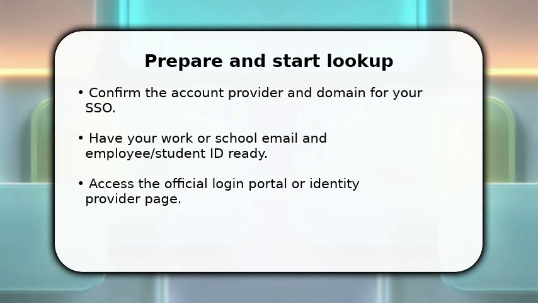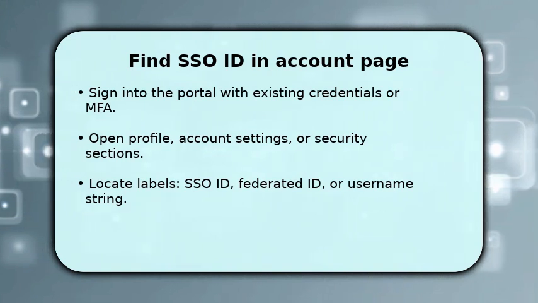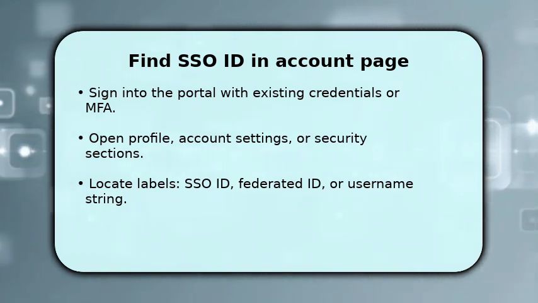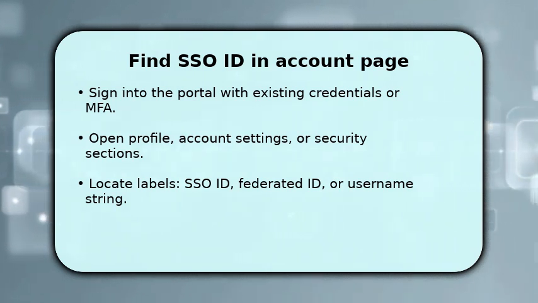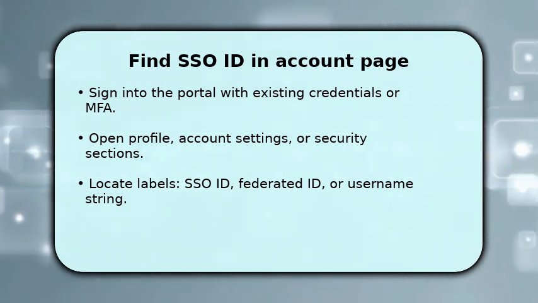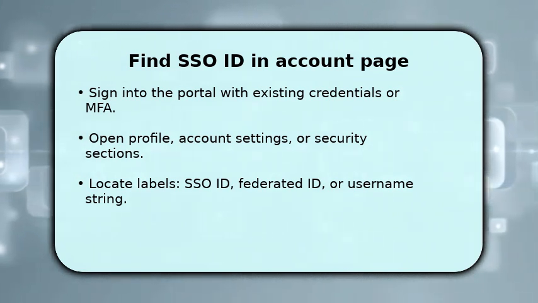Look for fields named SSO ID, Federated ID, Username, or Unique Identifier. These often appear under Account Details or Authentication settings. If multi-factor authentication is enabled, complete it. The system may reveal identifiers only after additional verification.